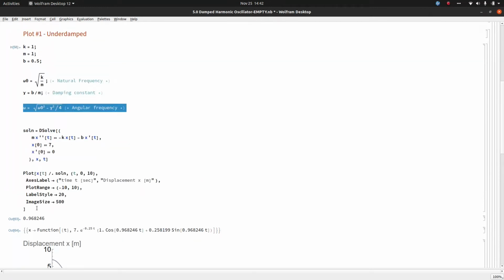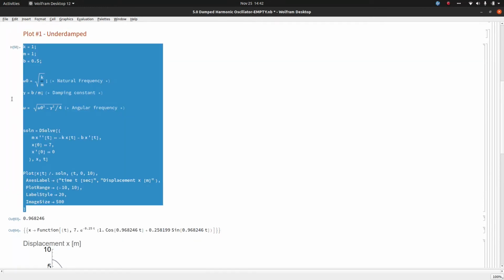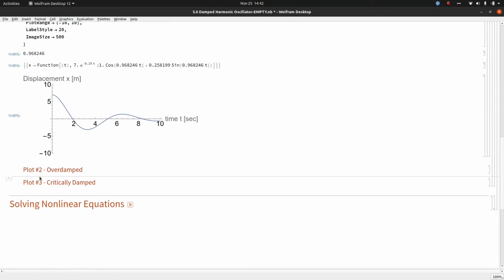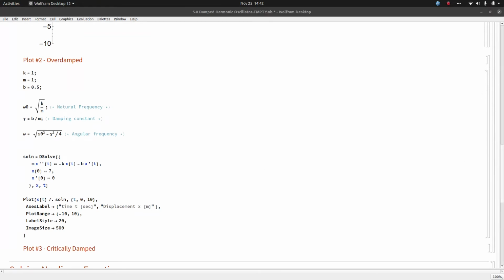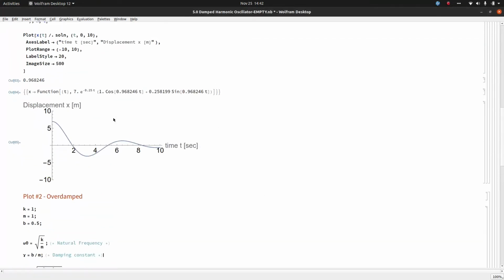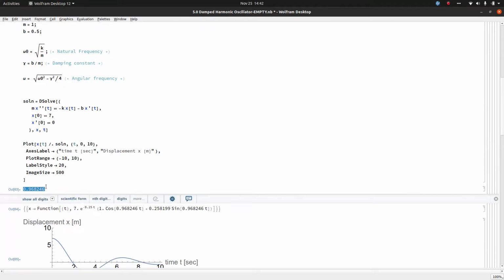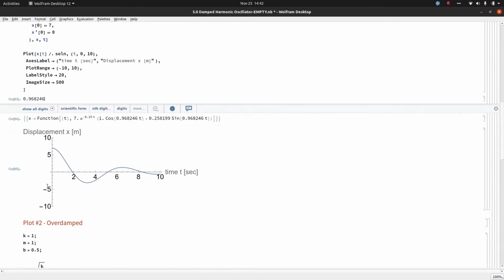Now, what happens if instead of having just a little bit of damping, we have a whole lot of damping? So we're going to try that in this case. So you can see, since I removed the semicolon, we could see that here our angular frequency was a little less than 1, about 0.96 or 0.97.